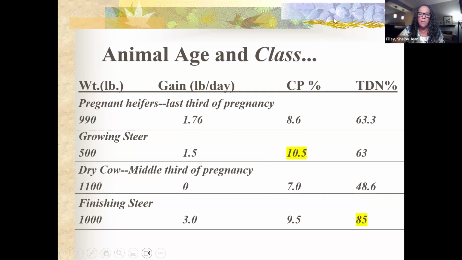We see that the growing steer has the highest crude protein requirement out of all the animals. It's quite different from the others. So there's no need to be feeding high protein diets to some of these other animals compared to the growing steer, as it's costly. When we look at energy, the finishing steer has the highest energy requirement out of all of the animals. So definitely want to focus on that.